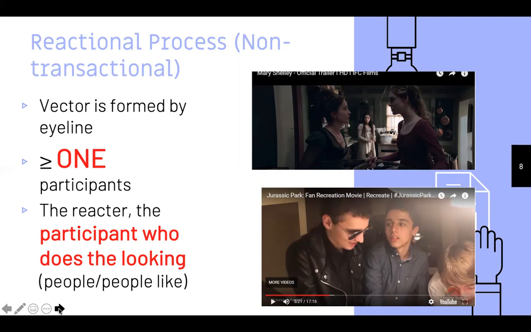Just the same with the image at the bottom. The boy in the middle, he is looking at the guy on the left, and the guy on the left is looking away, not looking at him, but away from him. So the boy in the middle there is the reactor, and this is the non-transactional process.